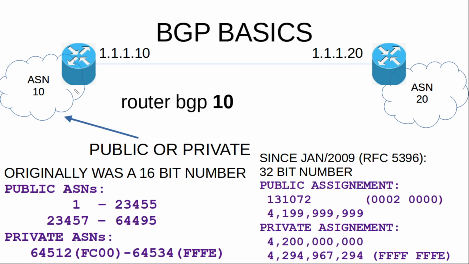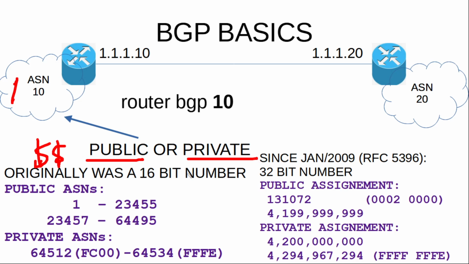Now, the first thing that we have to think about when configuring BGP is choosing the autonomous system number. You can go and buy a public autonomous system number if you want to advertise public IP addresses, or you can just choose a private autonomous system number, just as you use private IP addresses to set up and get your network up and running.